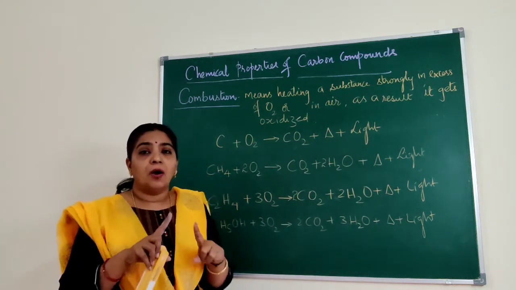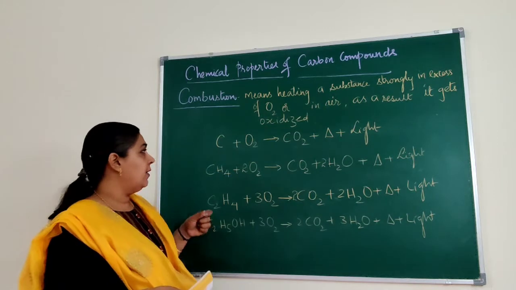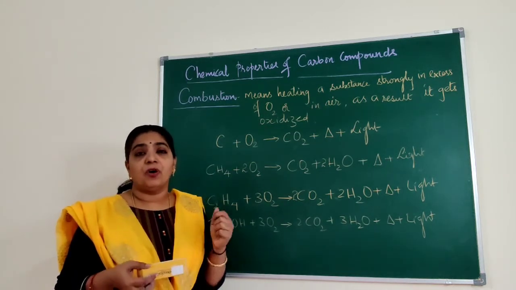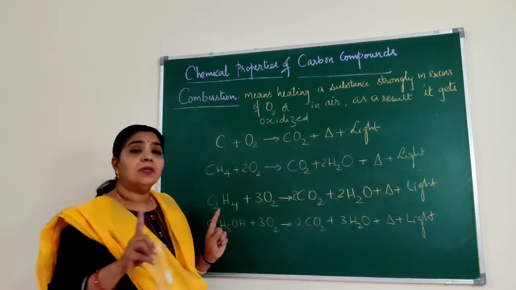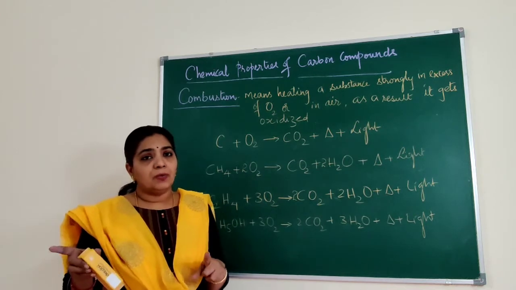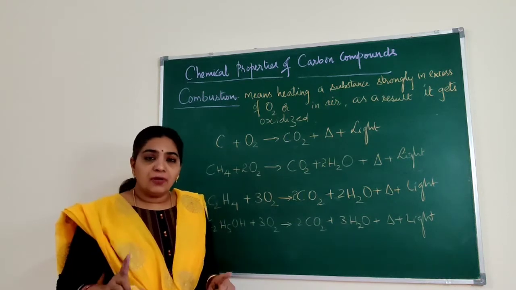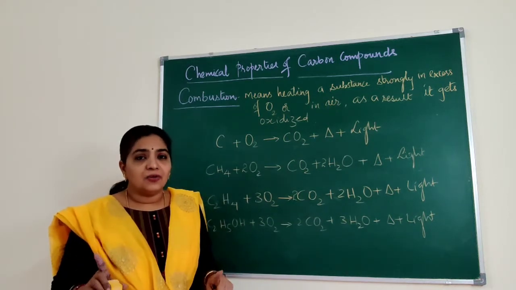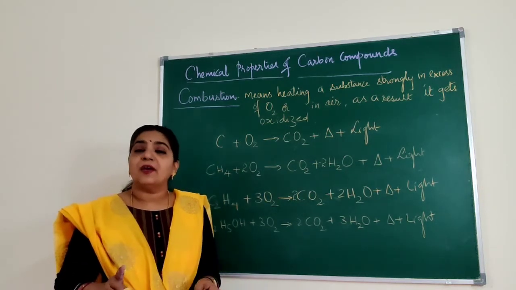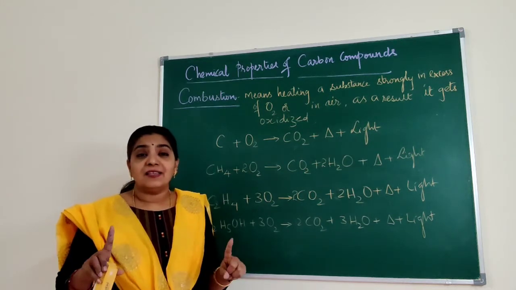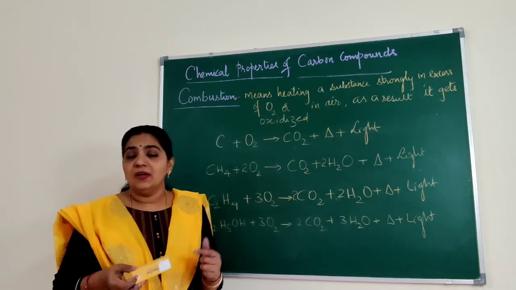Now let us see the organic compounds, that is, carbon compounds. What happens when they are heated strongly in excess of oxygen or in air? Organic compounds contain carbon and hydrogen. You take any organic compound, it will react with oxygen and undergo an oxidation reaction. That is, carbon will get oxidized and hydrogen will also get oxidized, releasing a lot of energy. Heat is released and light is also formed.